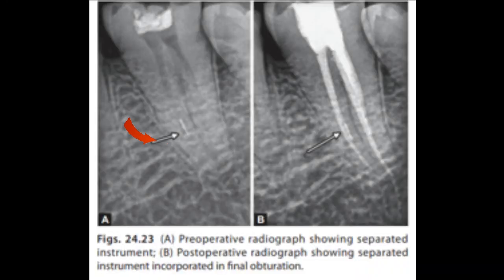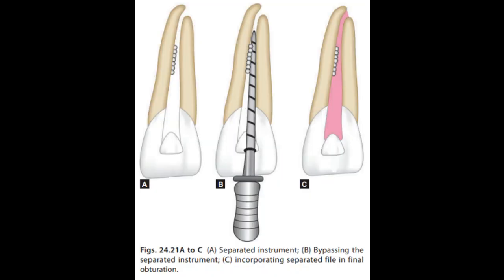So this is how a separated instrument looks on a radiograph. This is before the obturation and this is after the obturation. In this case, it might have been impossible to retrieve it, so they have bypassed it and filled the canal. Here, see, the instrument was bypassed and then the final obturation has been done along with it.